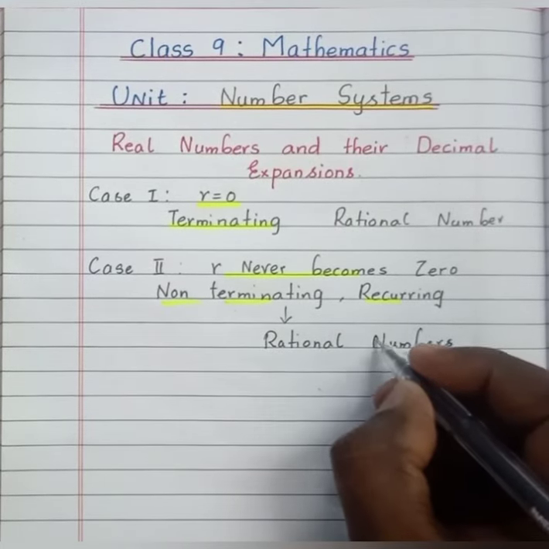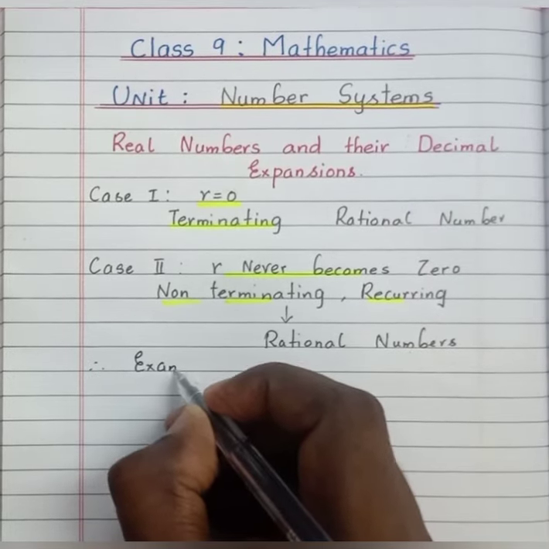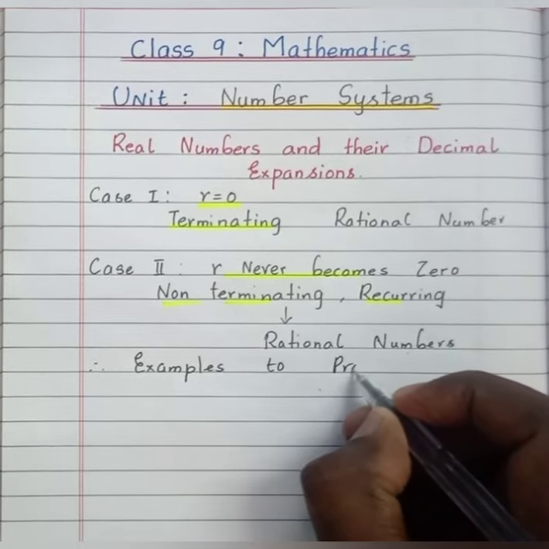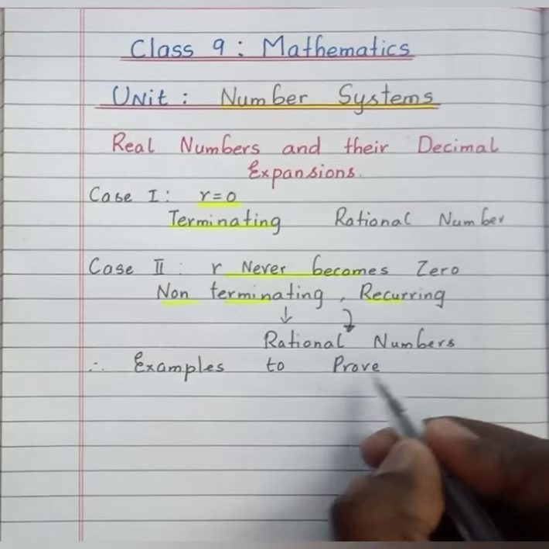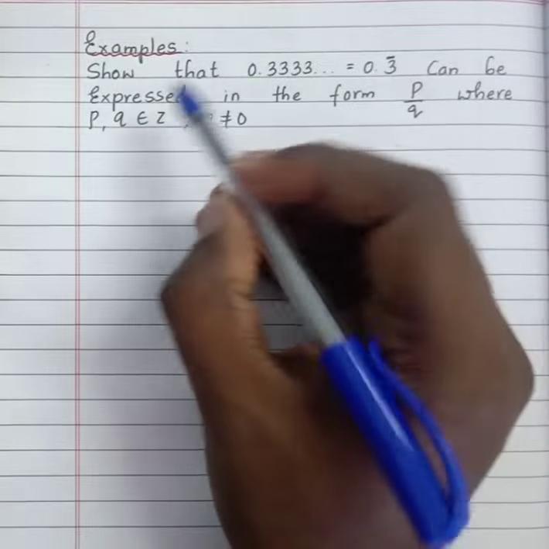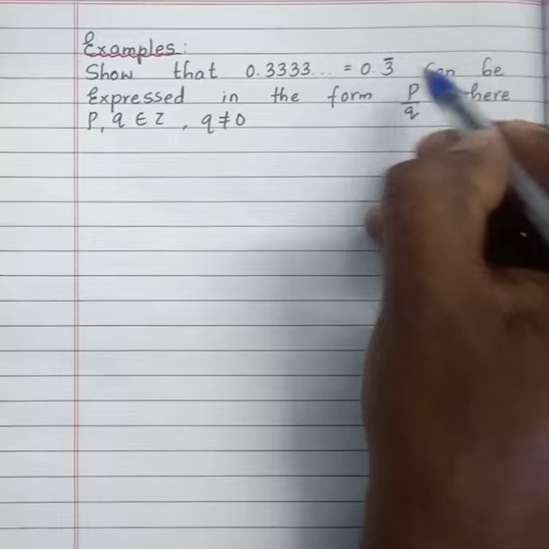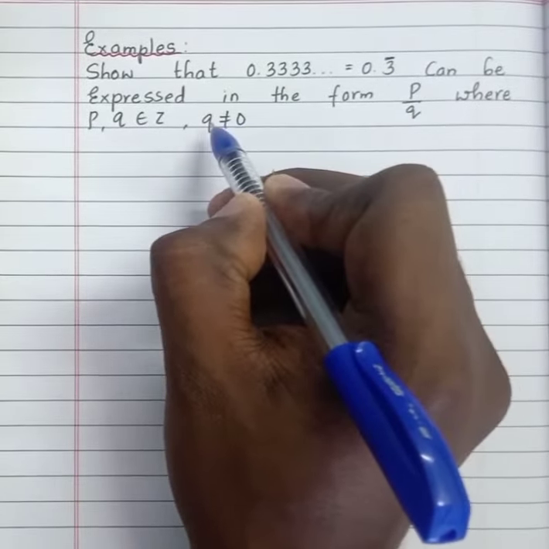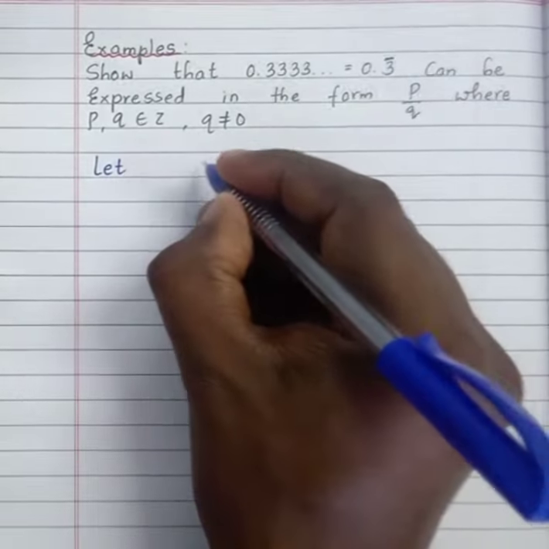Now, in this video, we prove a few examples of how non-terminating recurring decimal expansions can be rational numbers. Now we shall solve a few examples. Show that 0.333 repeating, which is equal to 0.3 dash, can be expressed in the form of p by q, where p and q are integers, q is not equal to 0.